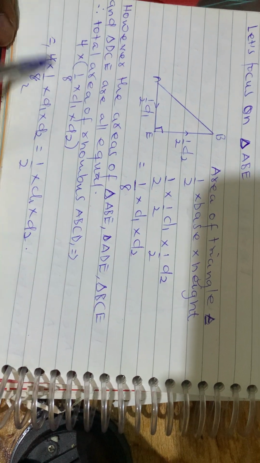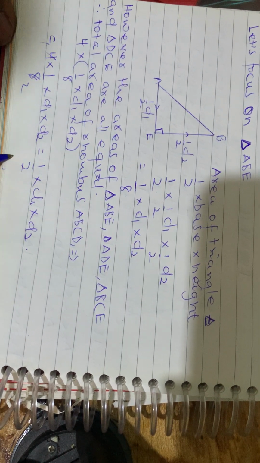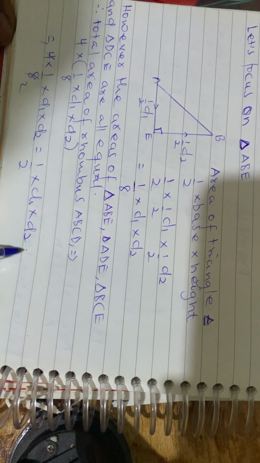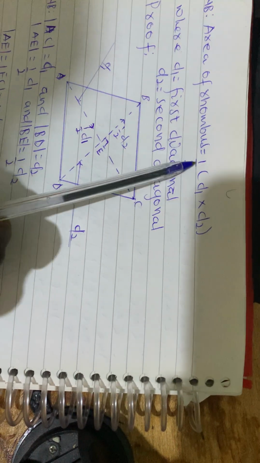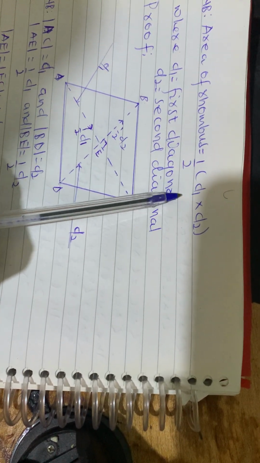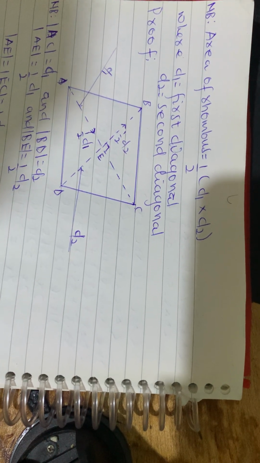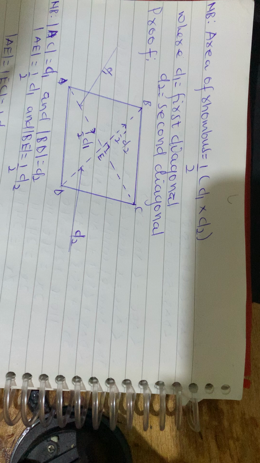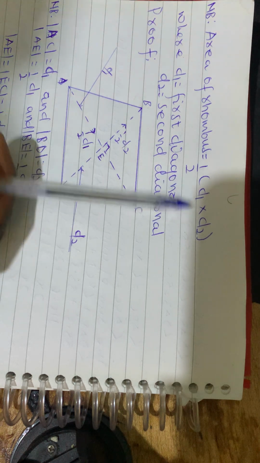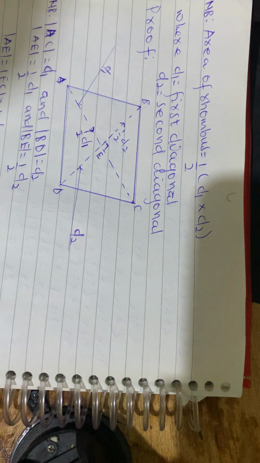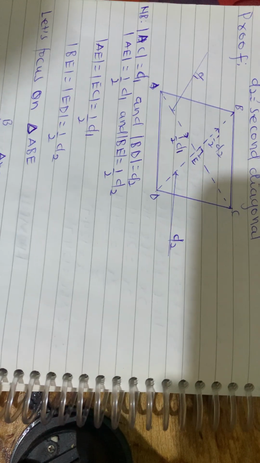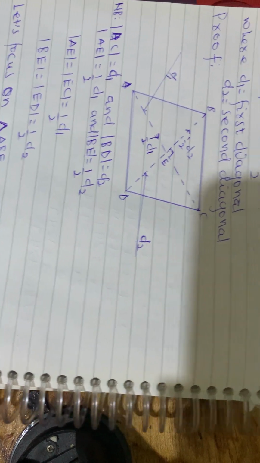So when you do the multiplication, 4 times 1/8, I'm going to have half times D1 times D2. So this is how we prove that the area of a rhombus can also be calculated as half times the first diagonal times the second diagonal. Some questions will be given the height and the base, but some will give you the two diagonals and ask you to calculate the area. This is very, very simple. Just find half of the product of the two diagonals, and that's it. In our next video, we'll talk about solved questions concerning the rhombus.